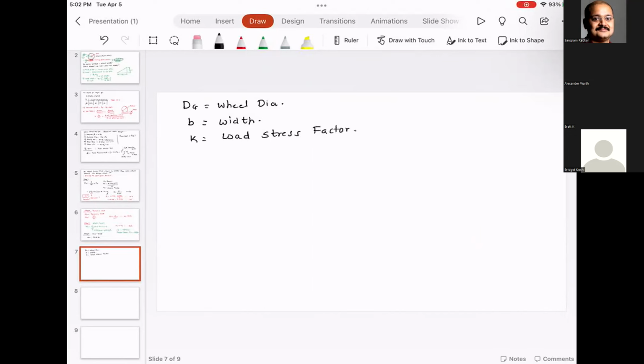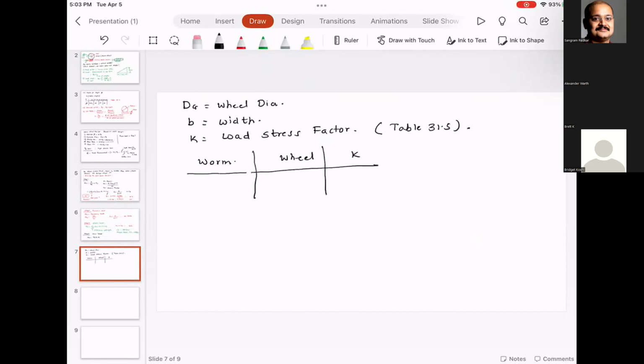And this load stress factor is given in table 31.5. So there are combinations. If you have worm, if you have wheel, then let's look at the combinations.